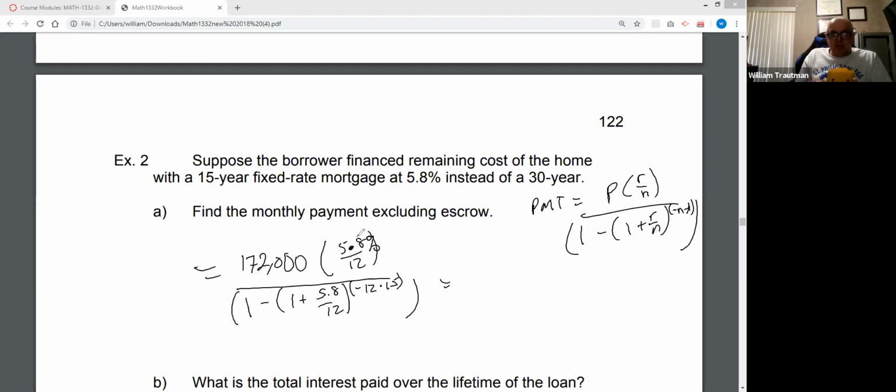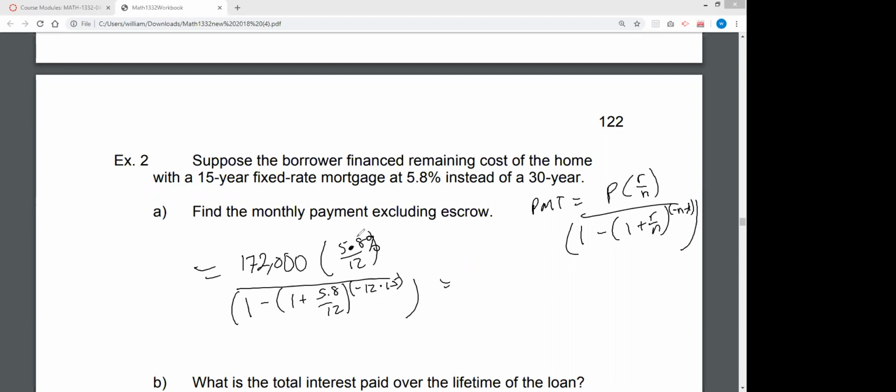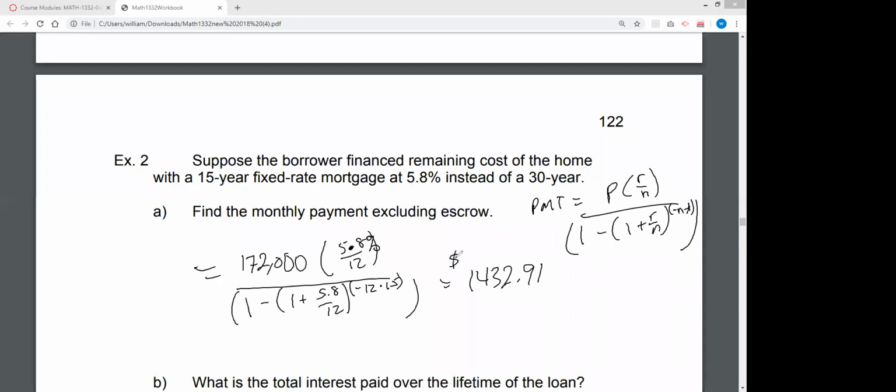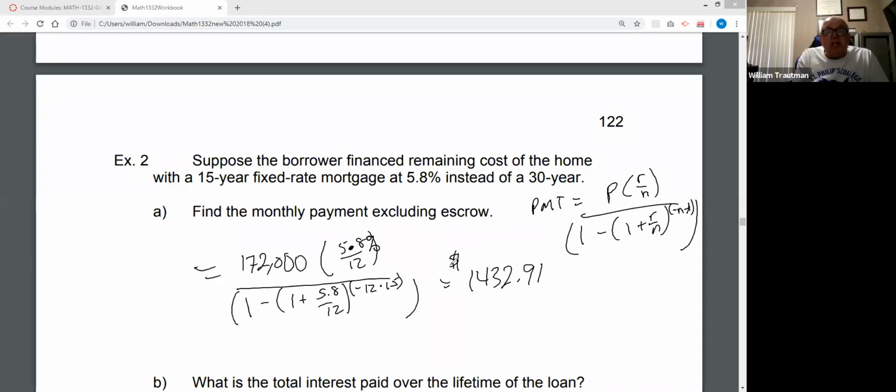Cheaters. Fraction 172,000, parentheses, 5.8. Oh, I need to put a fraction there. 1432.91. Let's see if anybody else did that, so I don't have to type it in. I'm just playing. Anybody else get 1432? Anybody else doing it?